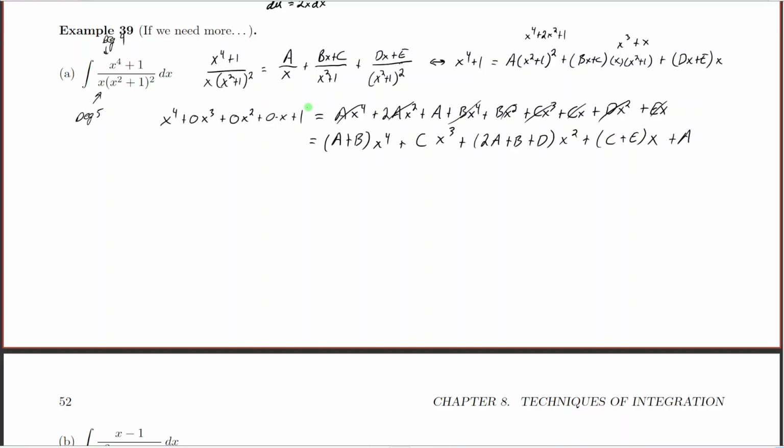So some of these values we're going to be able to solve for pretty quickly. This is going to be a very easy system to work with. Looking at the x to the 4th terms, A plus B has to be equal to 1. C is equal to 0.